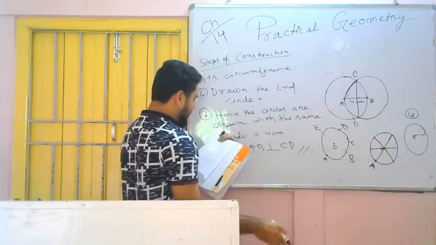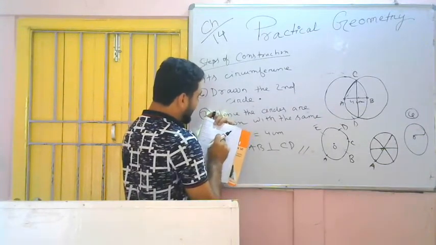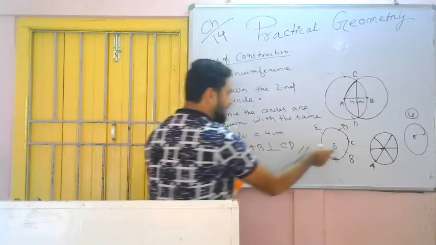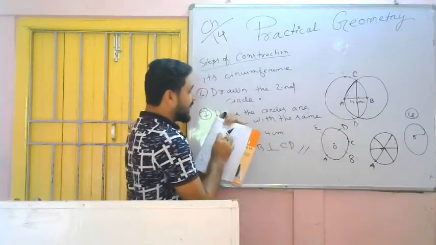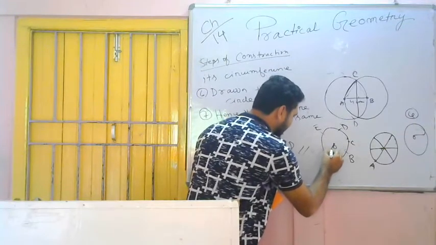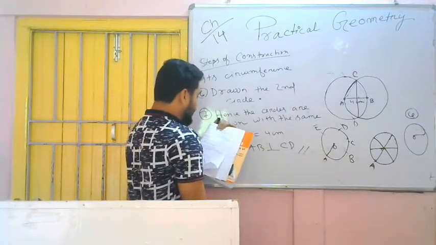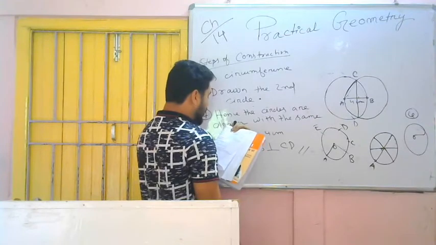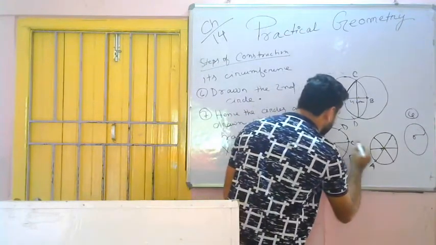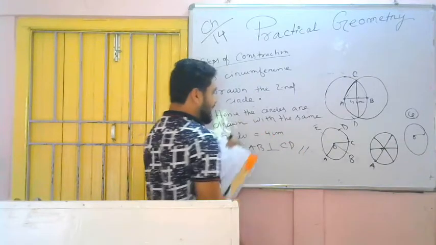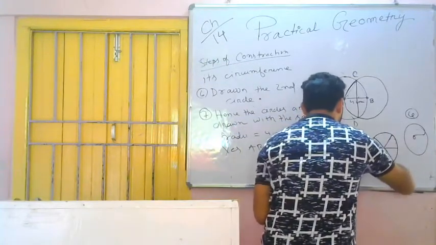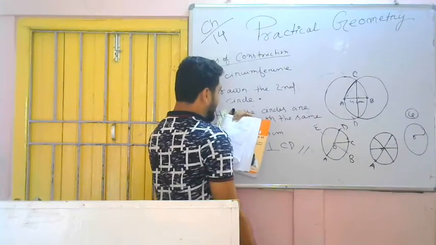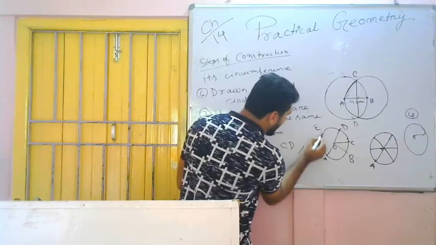Do the same from B and mark points C, D, E. After that, join OA, then join OB, then join OC, then join OD, then join OE.